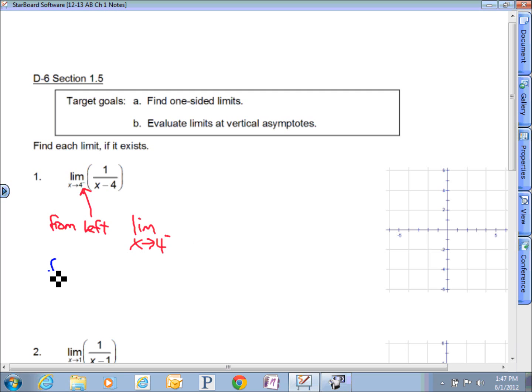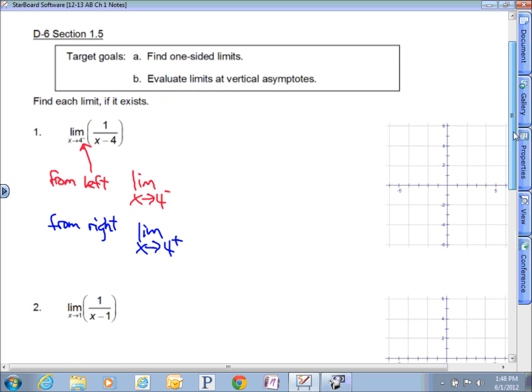And if we wanted it from the right-hand side, we'd be talking about the limit as x approaches 4 with a little plus sign right there. So the difference is the sign: minus means coming from the left-hand side, plus means coming from the right-hand side. To contrast that, let's look at problem number 2 down here. If we see it with no sign, we're talking about from both sides. So something to keep in mind. Limit as x approaches 4.